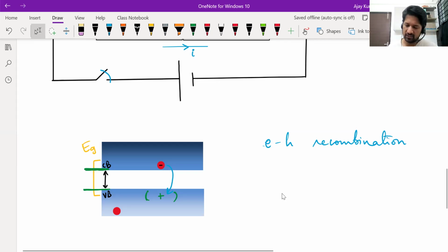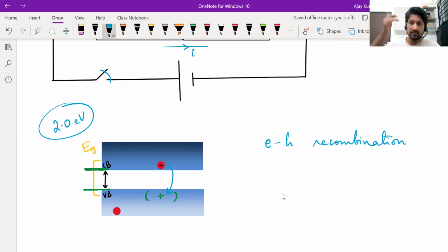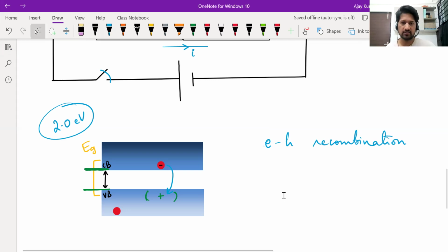When it jumps down to the valence band, it will have to release energy. Whatever the energy gap is, it will have to release that much energy. Suppose you consider an LED made of a semiconductor whose energy gap is 2 electron volts. Then whenever a conduction electron comes down to the valence band, it will release a photon whose energy is 2 electron volts, which means it will release orange colored light. That is how an LED works.